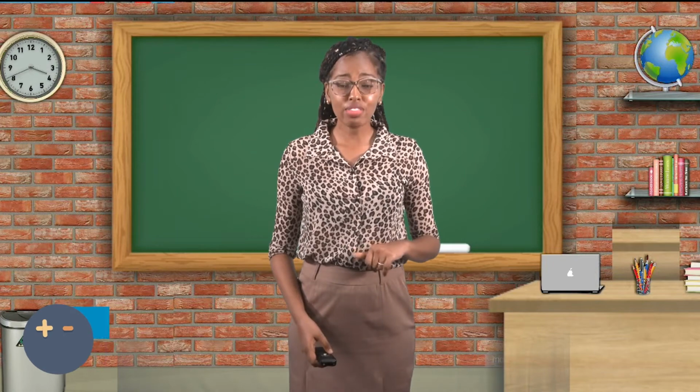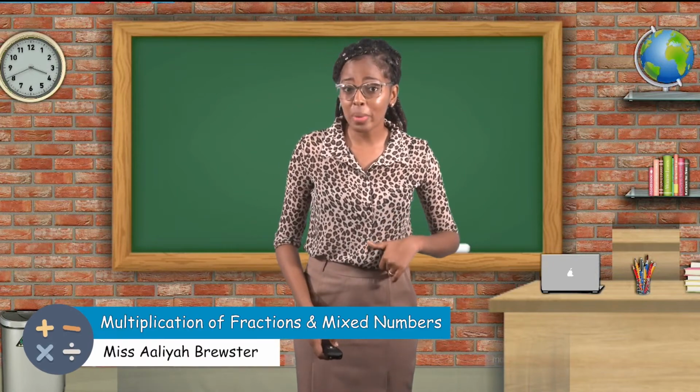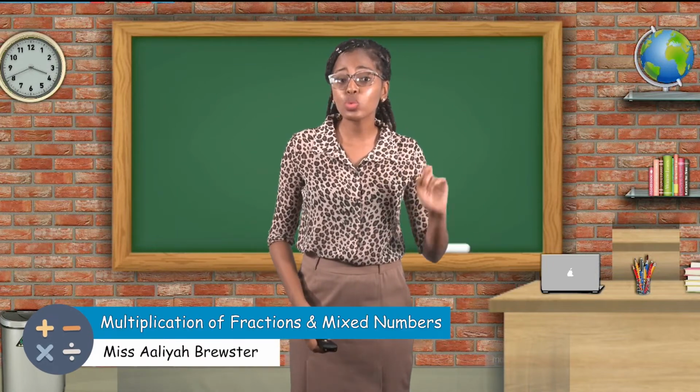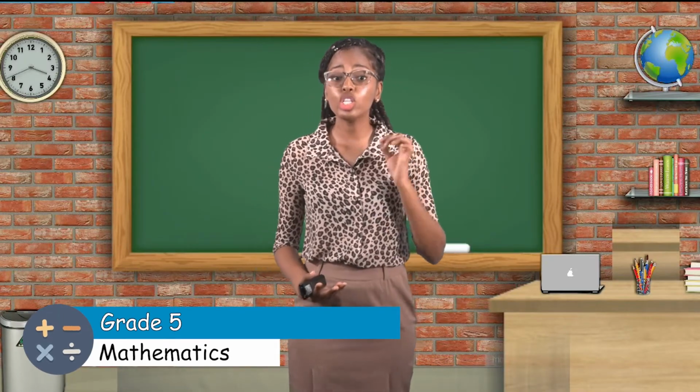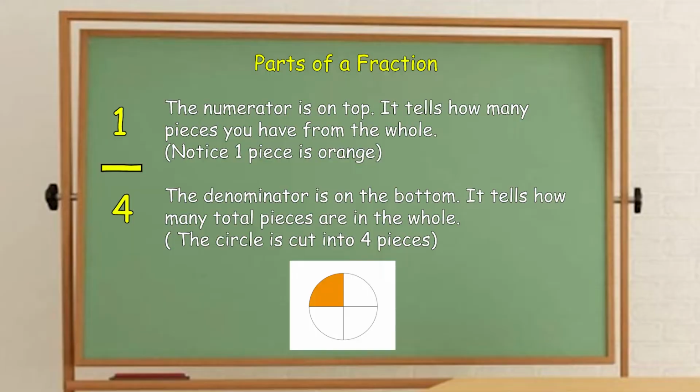But before we dive into the multiplication of mixed numbers, let's discuss first what is a fraction. A fraction is a part of a whole thing or a part of a group of things. For example, 1/8 of a pizza or 1.5 oranges. There are various parts of a fraction, namely the numerator and the denominator. The numerator is the number at the top. It tells how many pieces you have from the whole.